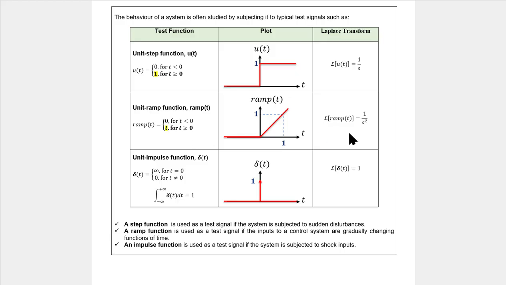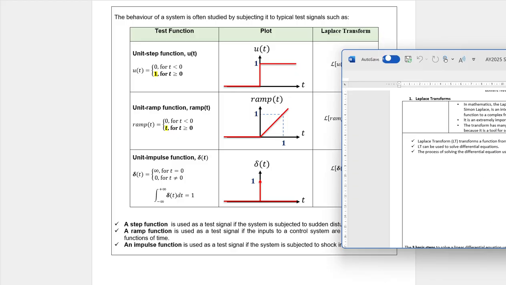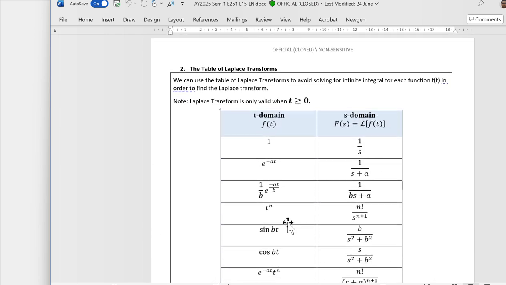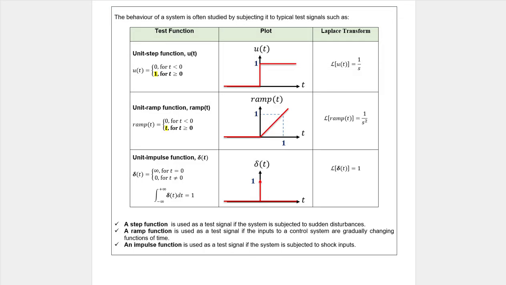And for the Laplace transform, we take the Laplace transform of t. If we still remember, we can refer to the table. Let me show it here. This is from the previous lesson. Laplace transform of t to the power n, where n is 1, is 1 over s square. So that's why we get here the Laplace transform of ramp is 1 over s square.